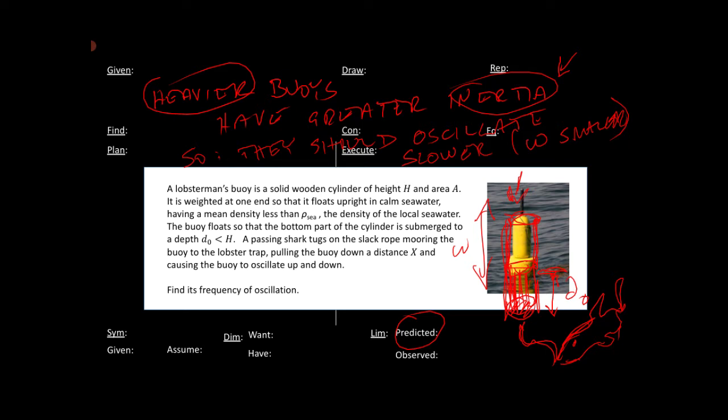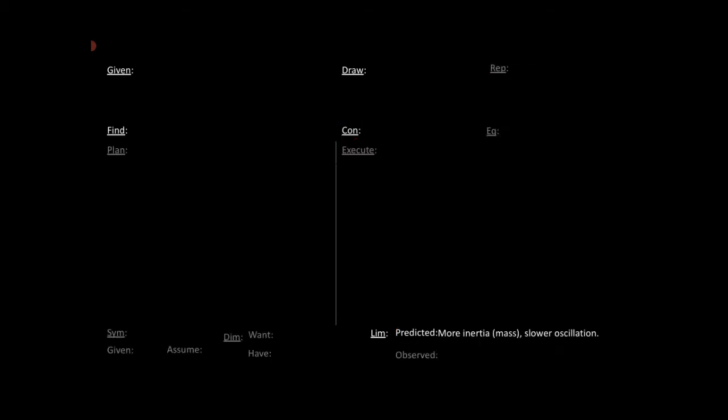So we have fewer oscillations per second or per minute or whatever for a heavier buoy. Okay, so that's good. We want to look at that. We want to check our work at the end to say that. I should have had another slide here.